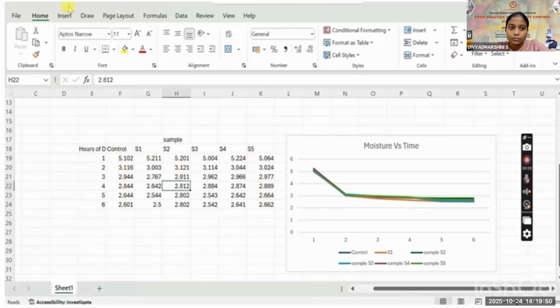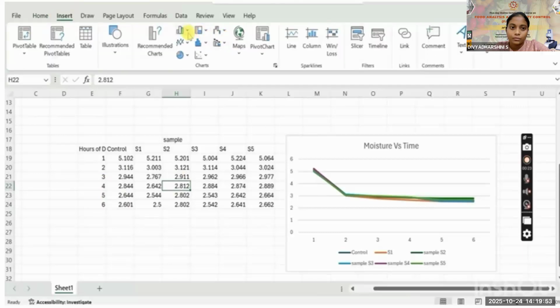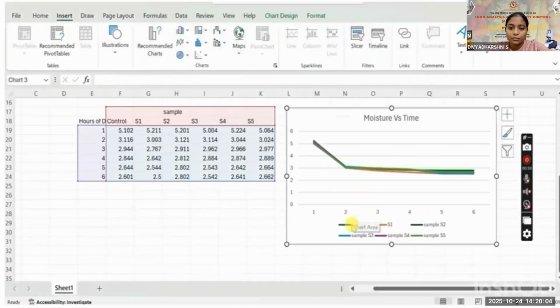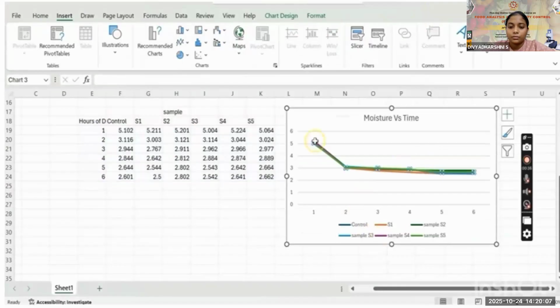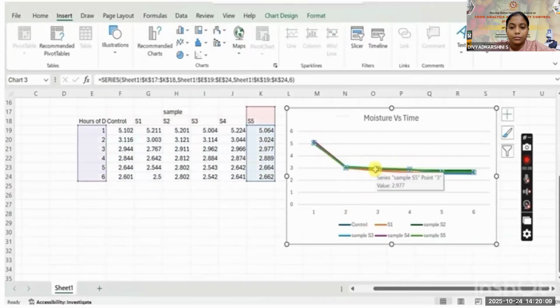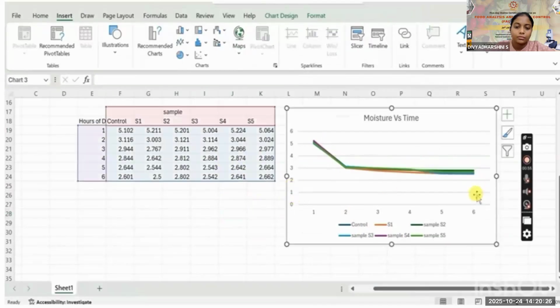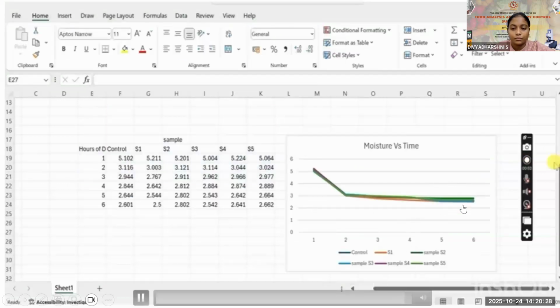For that we select the data, go to insert, and we can use a 3D column or 2D bar. Here I have taken the line chart, and then we can see the legends for all the samples, and also the moisture percentage at each point. In this way we can calculate the differences in how the control sample and other samples are reacting. And if I click on a point, we can also see at which point the bend or curvature comes.